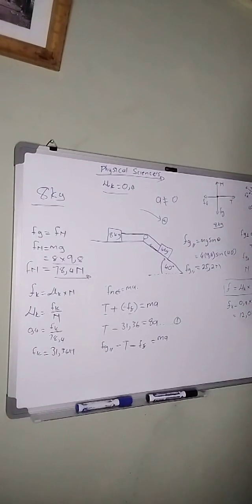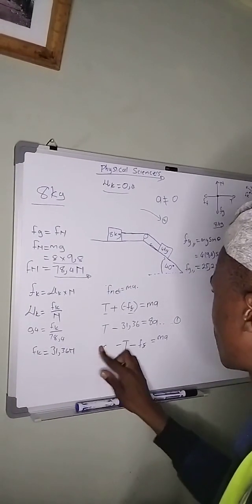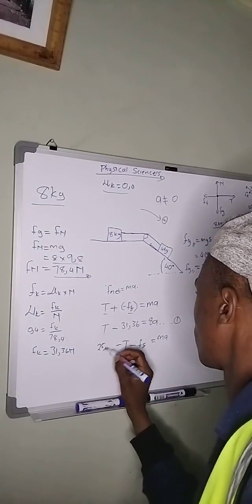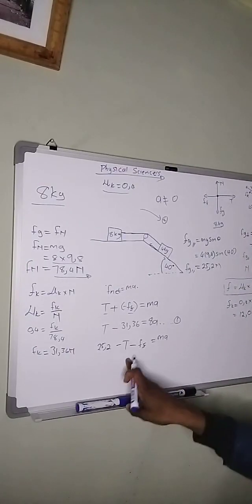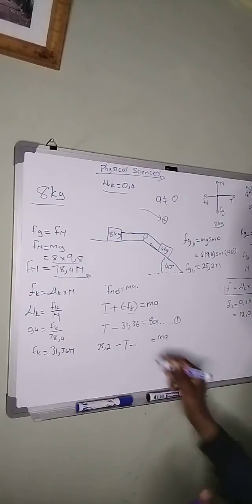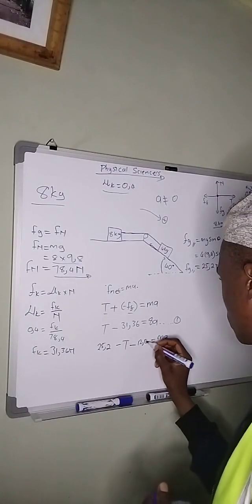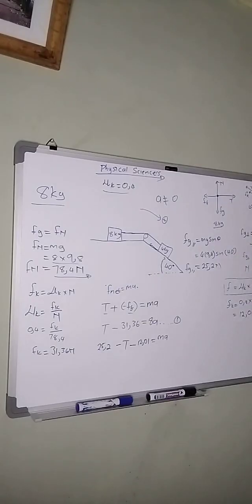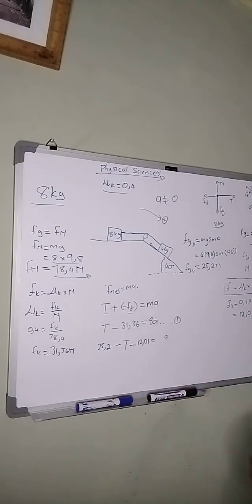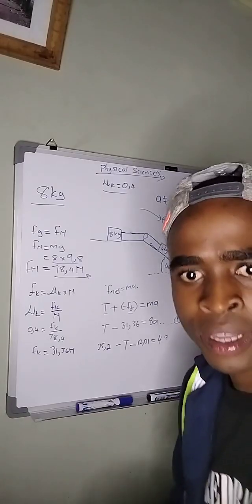So I'm going to substitute the FG parallel with 25,2, and my t is going to remain the same, and I'm going to substitute this f with 12,01, and I'm going to substitute this m with 4, and what do I have? I will add the like terms.